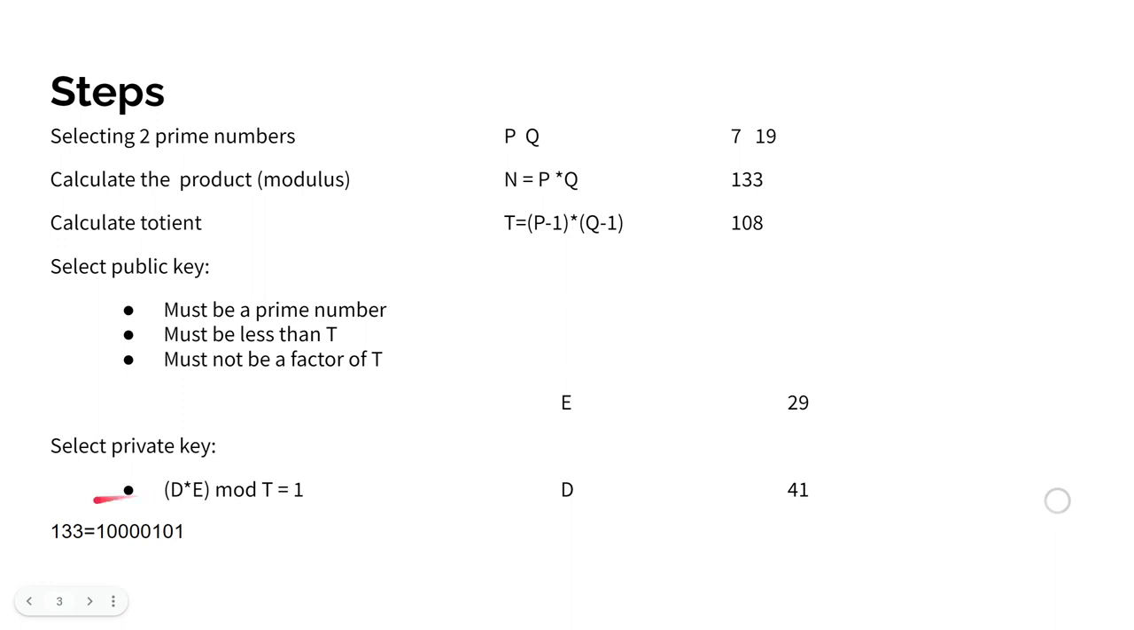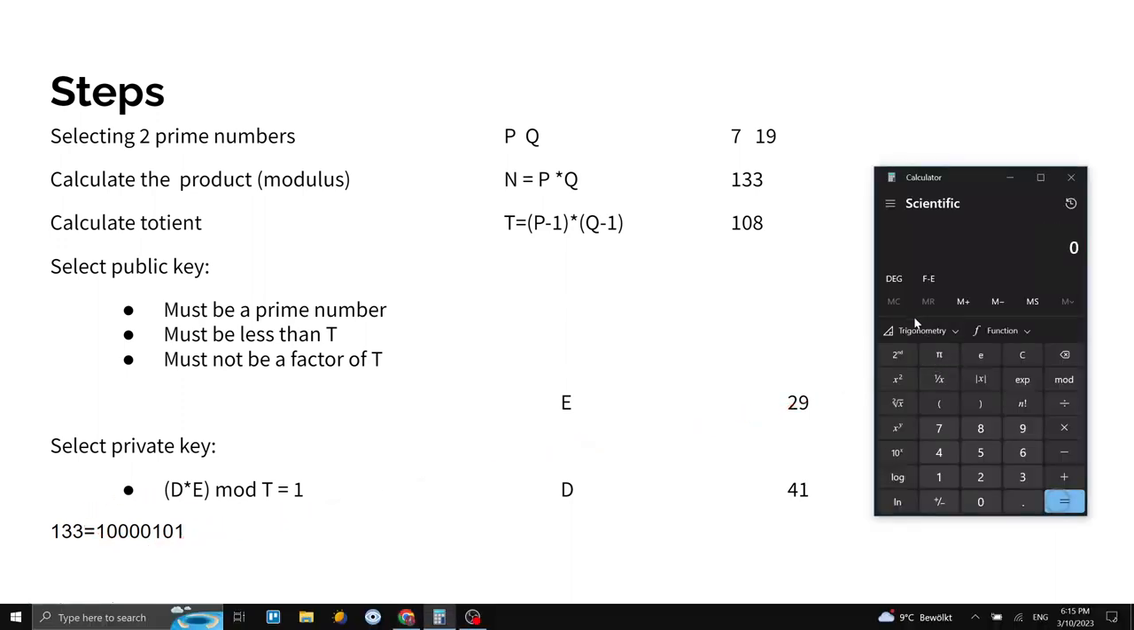If I want to show you, D, which is 41, multiplied by E, which is 29, equals 1189, and mod T, which is 108, here is 1. So this number matches this equation. So we have found our private key, 41.